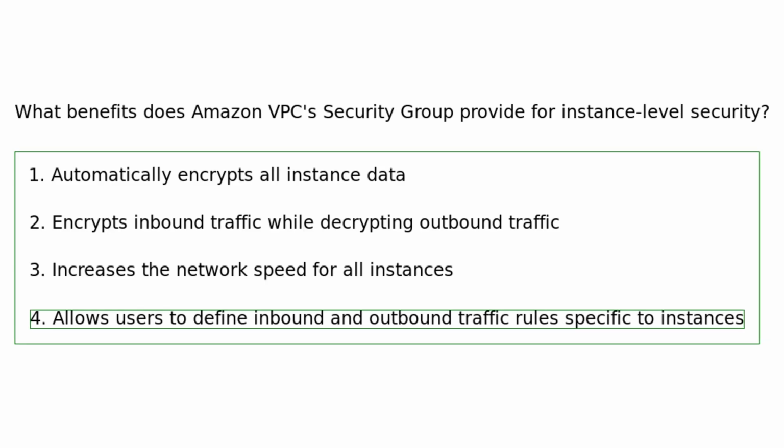Amazon VPC Security Group allows users to define inbound and outbound traffic rules specific to instances, providing granular control over network traffic and enhancing instance-level security within the VPC environment.